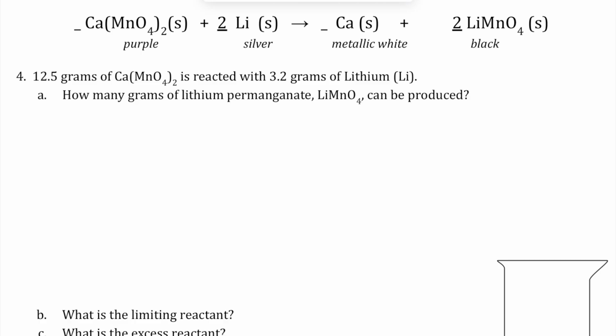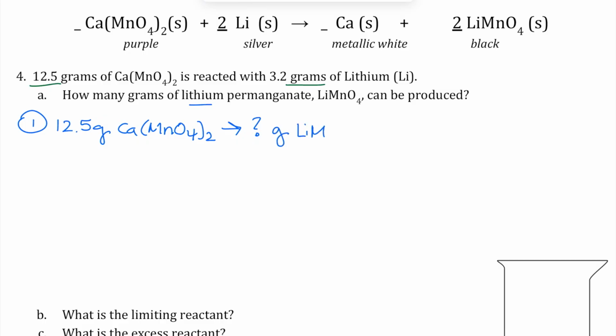So for this problem, we have 2 starting values, so we're going to have to do 2 parts. Part 1 is we're going to do 12.5 grams of CaMnO4 and we need to figure out, well, how much lithium permanganate will that make? Our second part is going to be starting with our 3.2 grams of lithium and ending in the same spot of that lithium permanganate.